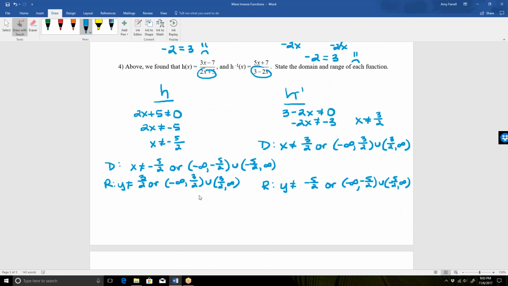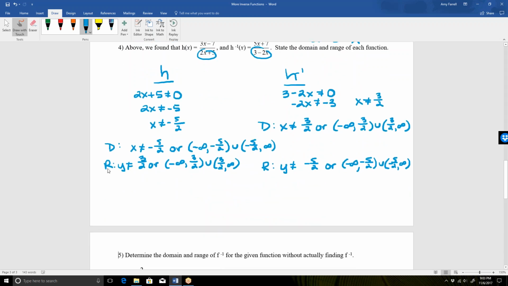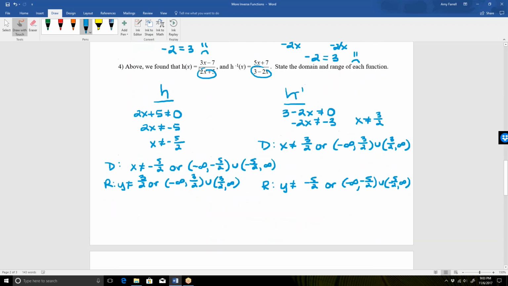Let me just show you again real quick why, for example, y cannot be 3 over 2 for the original function. So let's take a really quick look at that. If I let y be 3 over 2, and I were going to solve this equation for x, I could first start and multiply both sides of the equation by 2x plus 5.